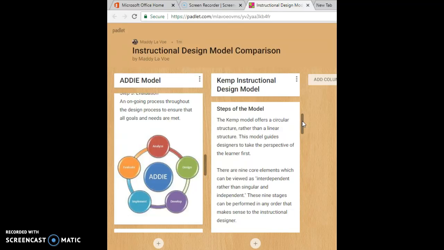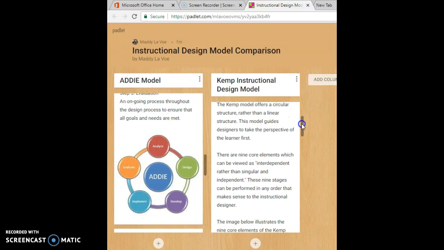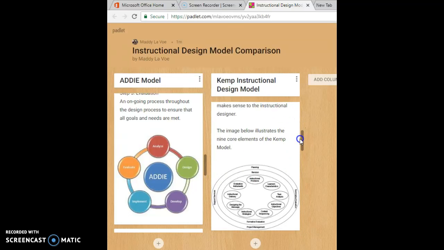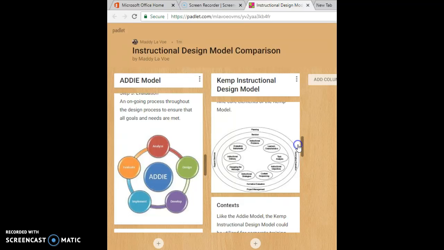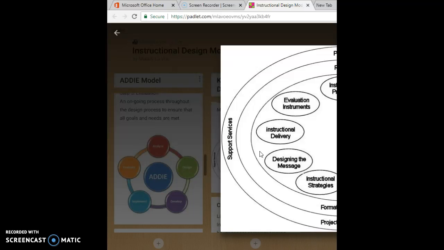So in the ADDIE model, it's going to go step by step, linear, like I mentioned before. But with the circular model, the designer really has a lot of freedom and flexibility to think about a variety of factors which will affect the instruction. So I'm going to take a moment to pull up the diagram which will explain some of the core elements.